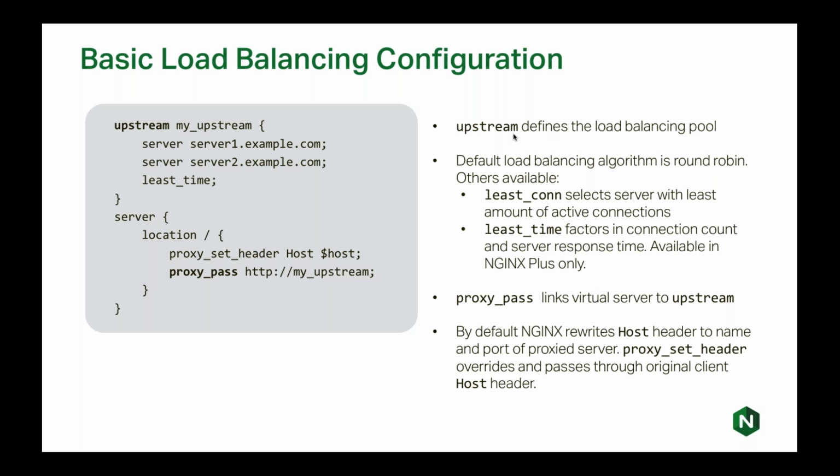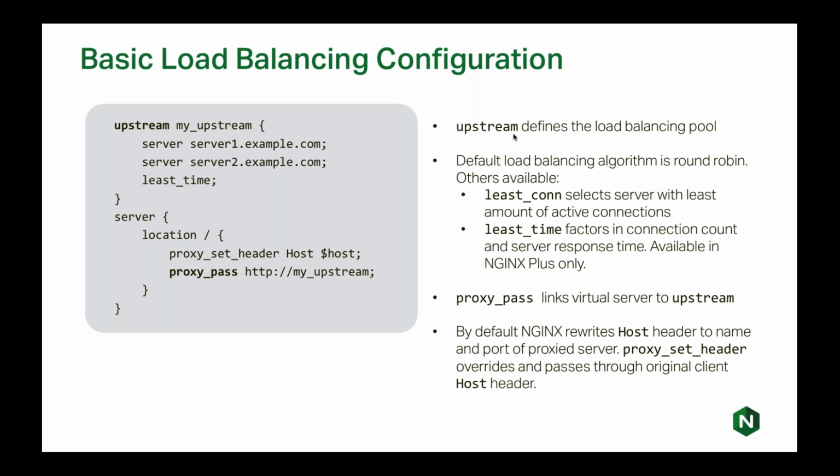By default, NGINX will rewrite a host header to the name and port of the proxied server. So in this case, if we're proxying to server1.example.com, instead of the host header having the original value, www.example.com, it's going to be overwritten with server1.example.com. And if that's not what you expect, in a lot of cases, what you want is to actually pass in the original host header. You can use proxy_set_header Host $host, and $host is an NGINX variable that holds the original client host header.